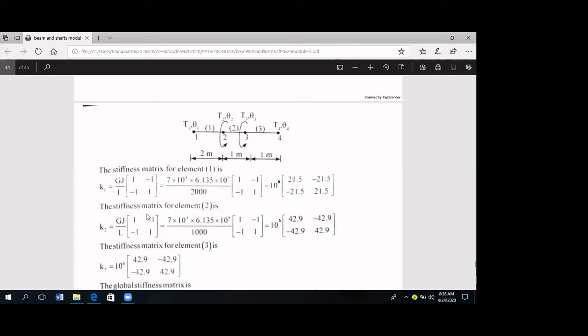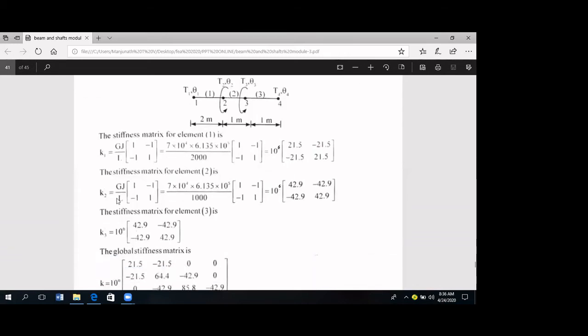Okay, similarly for element number 2. As you substitute Le2, 1 meter as given, convert into millimeter, 1000 millimeter. As you substitute the G, J and Le2 values, you are going to get 10 to the power of 6 times 42.9, -42.9, -42.9, 42.9. This is the stiffness matrix for element number 2.